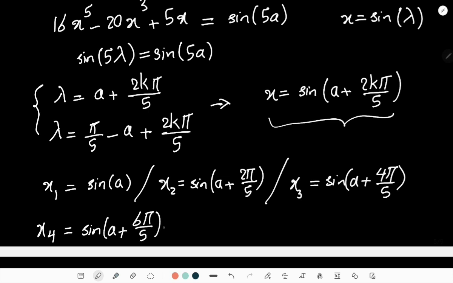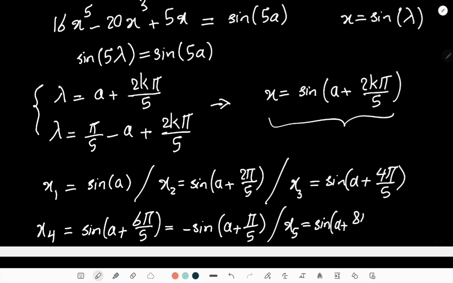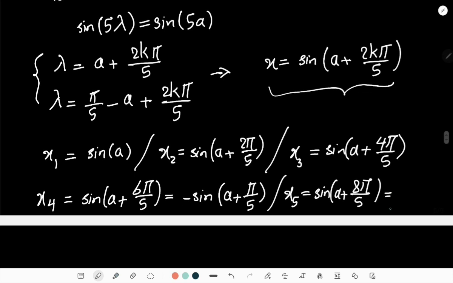Actually, this can be simplified. This can be written as minus sine of a plus pi over 5. I just simplify it here. And then x5 can be written as basically sine of a plus 8 pi over 5, which can again be simplified as minus sine of a plus 3 pi over 5.